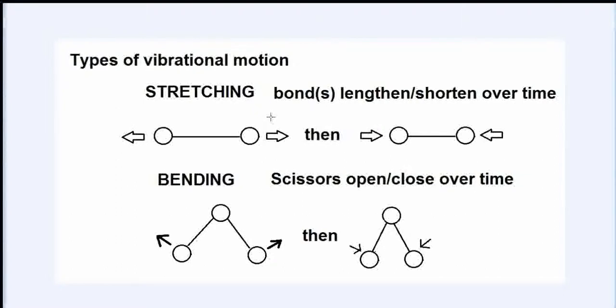The second kind of vibrational motion is bending motion, and this occurs with a set of three or more atoms. When you have, let's say, three atoms, there is a bond angle. In the bending motion, the bond angle increases and decreases with time. It's like a pair of scissors opening and closing over time. That kind of motion is important in molecules, and we call it a bending motion.